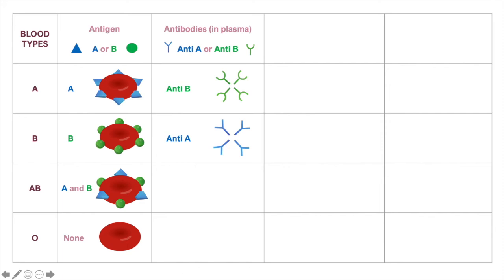Now, for blood type AB, people who have blood type AB, so who have both antigen A and antigen B on their red blood cell, do not have any antibodies in their plasma against blood type antigens. So they don't have antibodies against blood type A antigens or against blood type B antigens. Now, the blood type O, which doesn't have any antigens, remember that the red blood cells were empty, they have antibodies against antigen A and against antigen B.